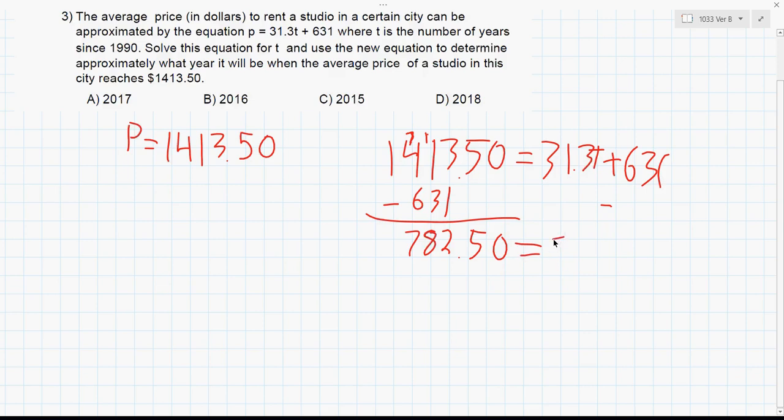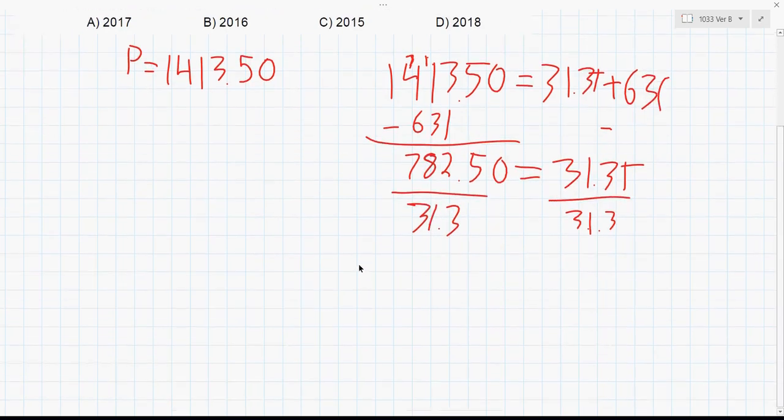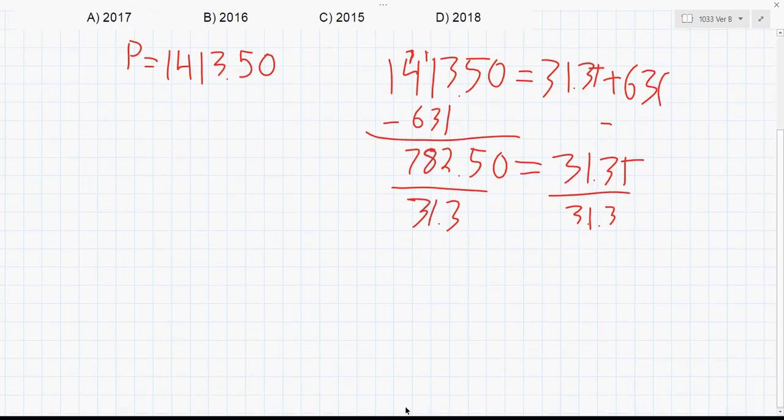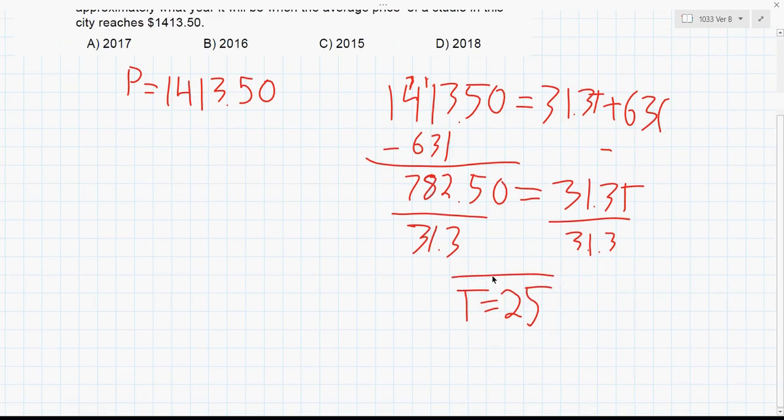Okay, so then equals 31.3T. That means both sides are going to be divided by 31.3. And I hear calculators. What would be the answer for that? T equals what? Oh, 25? 25. So our answer is 25, right? Sounds like a reasonable thing.